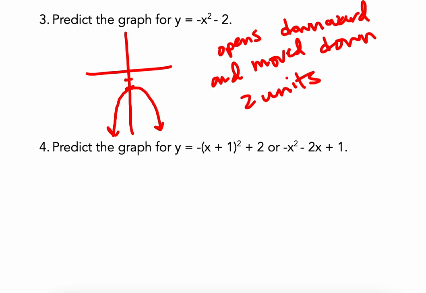Okay, and then lastly, we want you to predict the graph for y equals the negative quantity of x plus 1 squared. So keep in mind this one has a negative outside. So it's going to be a negative value that's tagged on to your final answer, and then plus 2. And then in simplified form, it's negative x squared minus 2x plus 1. So make your prediction before we head over to Desmos to check and see if you're correct.